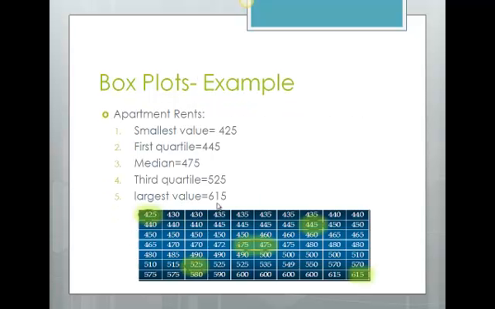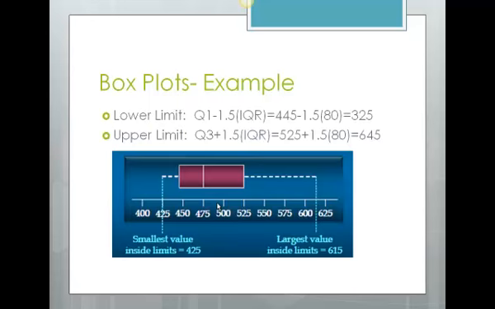Okay, so let's see our example here. I gather all of my information. Smallest value, 425. Largest value, 615. First quartile, 445. Median, 475. Third quartile, 525. So I draw out my box. My box is located at the first and third quartiles. So the 425 and 525 denote my first and third quartiles. My median is in there at 475.